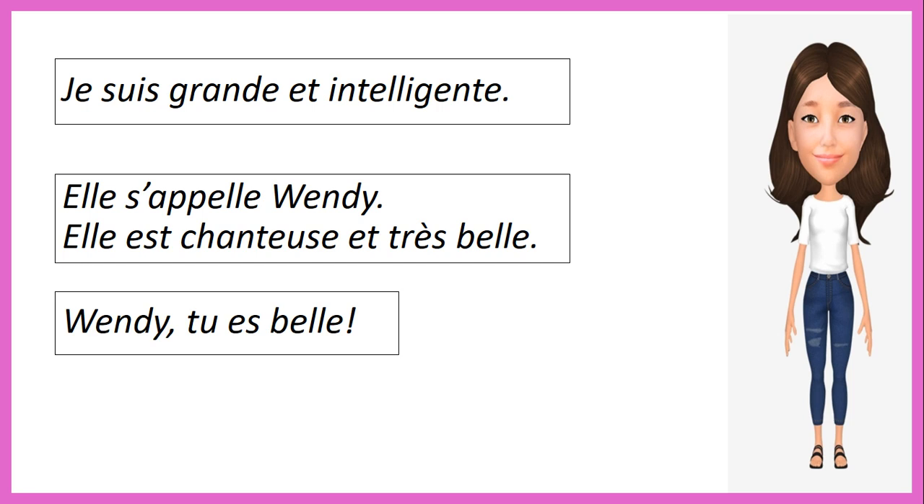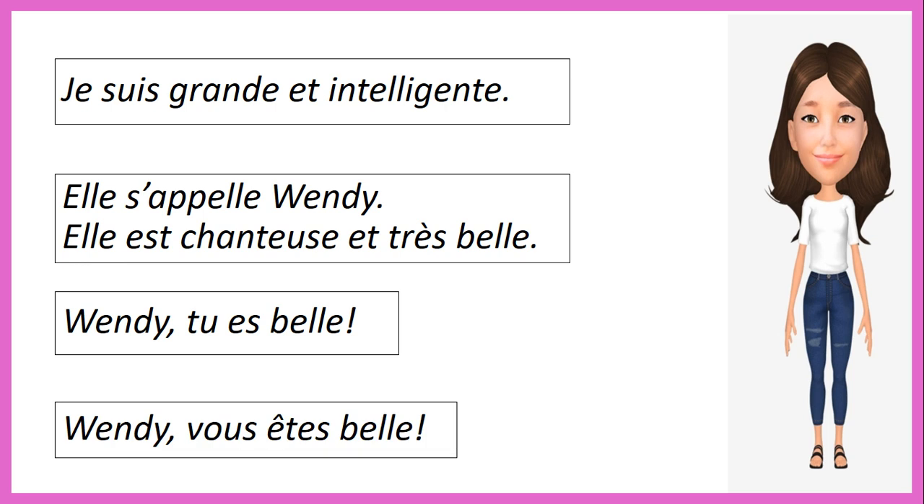Wendy, tu es belle. So I can speak to her, imagining that I know the person and it's not a formal conversation. I say, Wendy, you're beautiful. So here, you, I have used tu and not vous. Or if I do not know Wendy as much, I can say, Wendy, vous êtes belle. So both of them are correct. Wendy, tu es belle. Wendy, vous êtes belle.